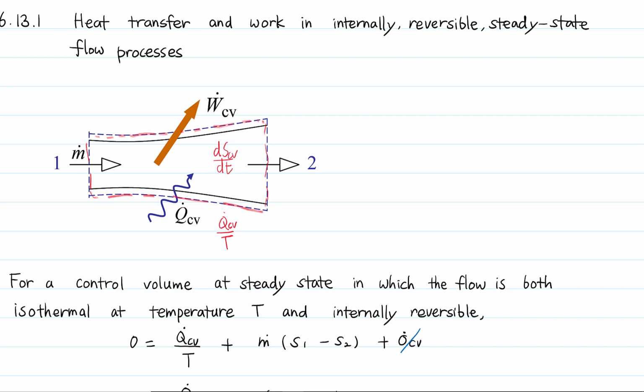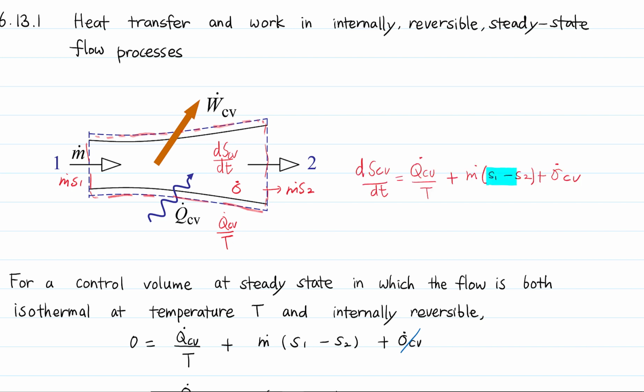Mass flow going in and out of the system. Mass carries entropy. m dot s1 going into the control volume, m dot s2 leaving the control volume. And there may be entropy production in the control volume due to the irreversibilities. So we can put them together and write the entropy balance equation.